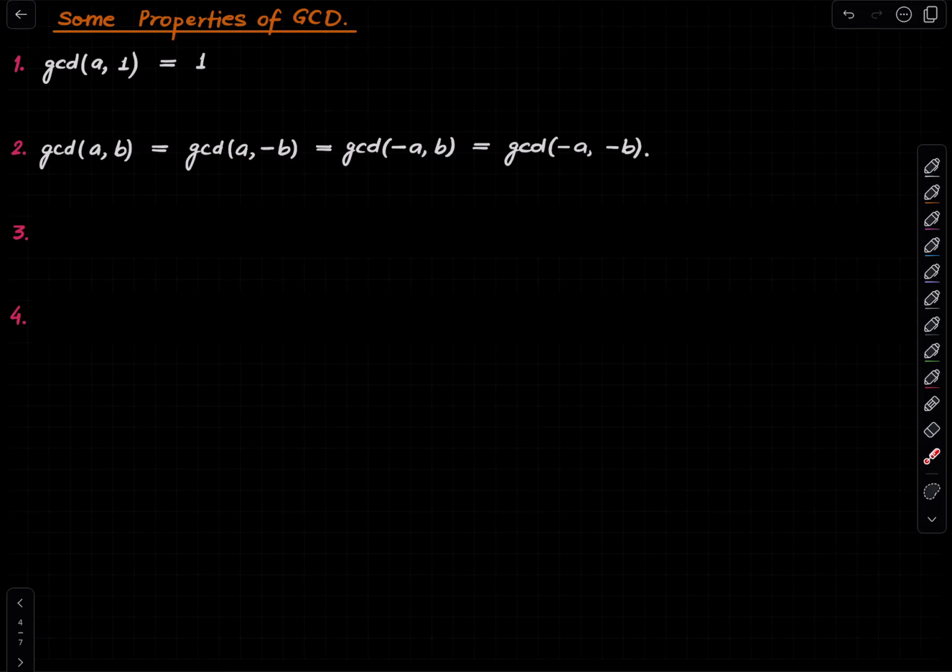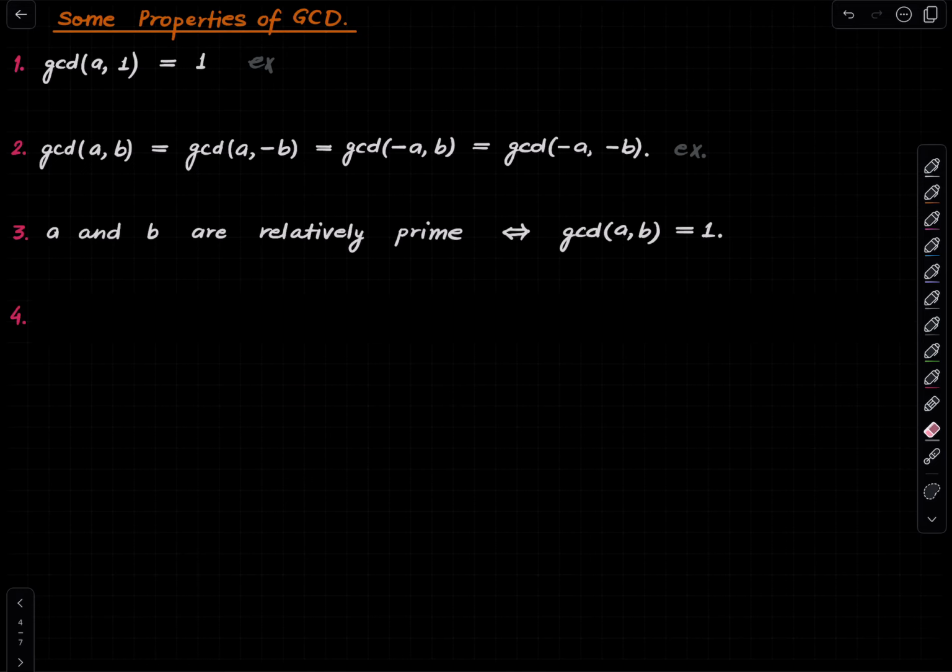The reason is very simple. The set of positive common divisors of a and b is exactly the same as the set of positive common divisors of a and minus b, and that of minus a and b, and that of minus a and minus b. So the set of positive common divisors doesn't change even if you change the signs here, and therefore the GCD doesn't change. So let me mark both of them as exercises, if you will. Okay, so 2 properties down.